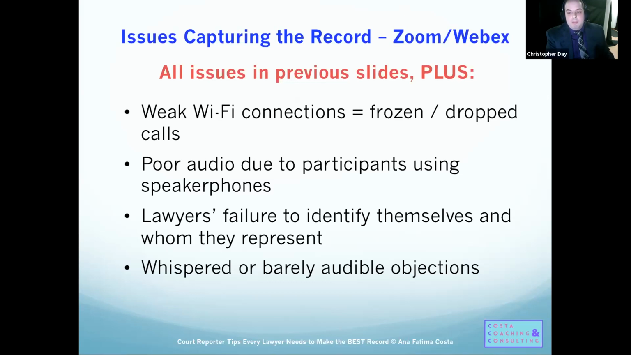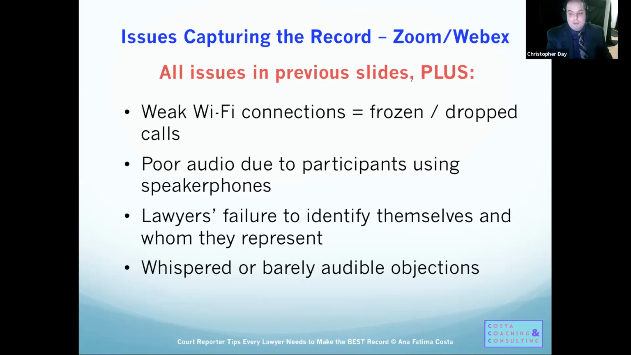Poor audio from people using a speakerphone. I see this in court quite a bit. Somebody decides to tune in from the street and you get cars honking and people yelling and all sorts of things, and you miss stuff, or you miss testimony and you have to stop the proceedings. So where possible, you want the witness in an indoor setting and no speakerphone or no background stuff going on.